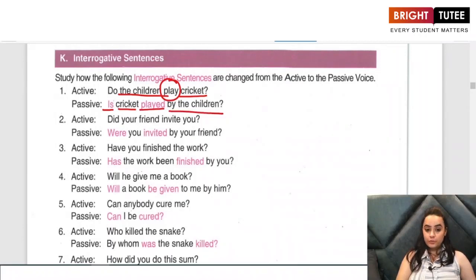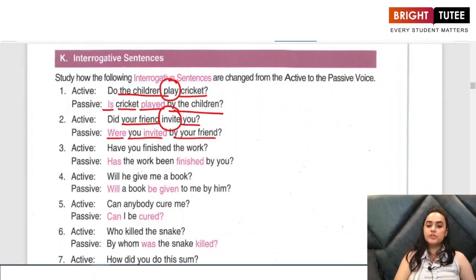I told you, if you remember, if your sentence begins with a helping verb in the active sentence, it will begin with a helping verb in the passive sentence also. Did your friend invite you? Your friend is the subject, invite is the verb and you is the object. So, were you invited by your friend?